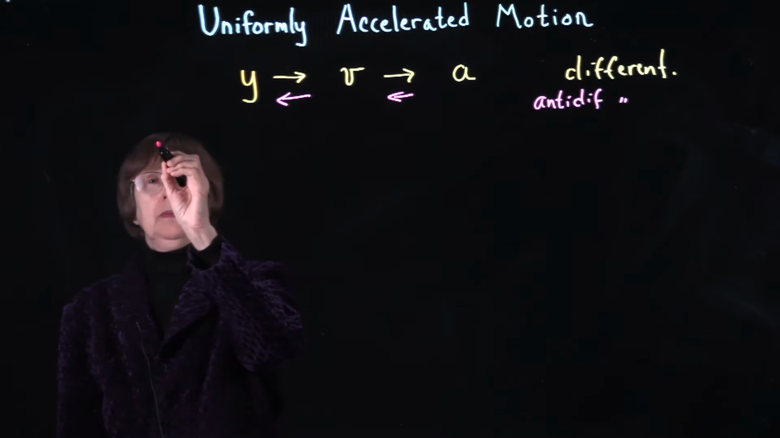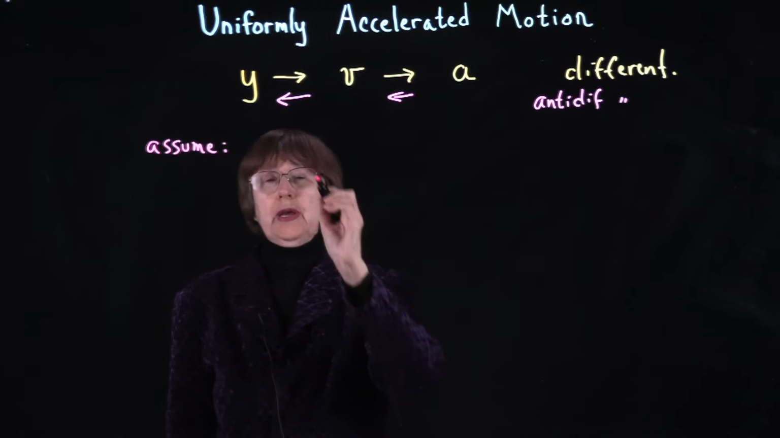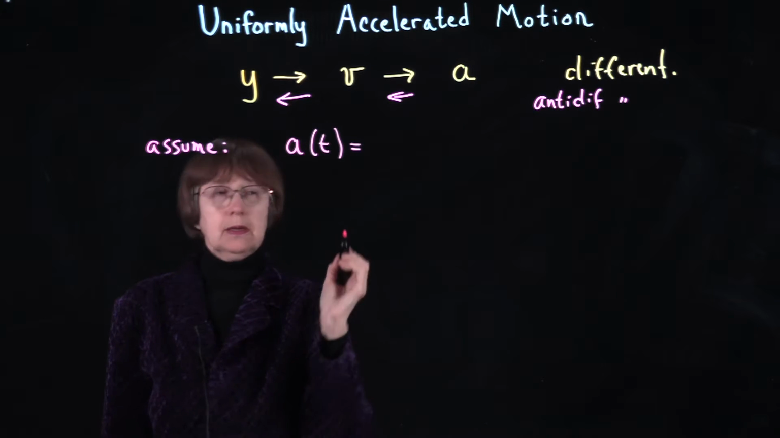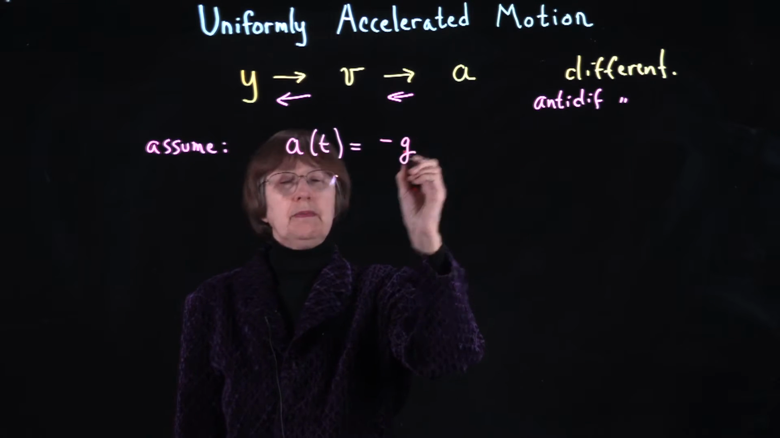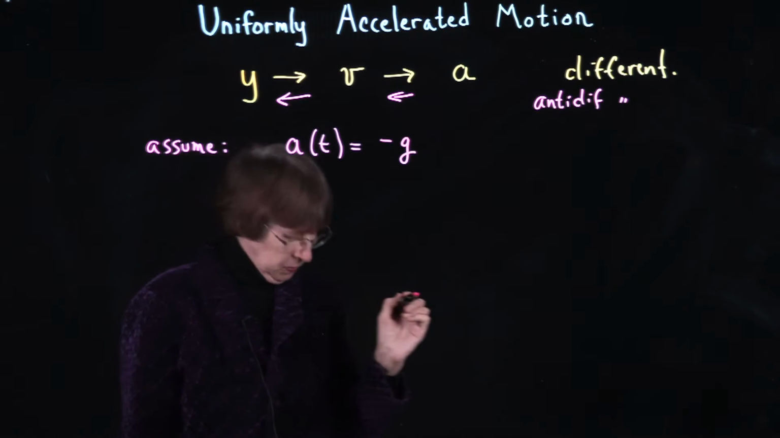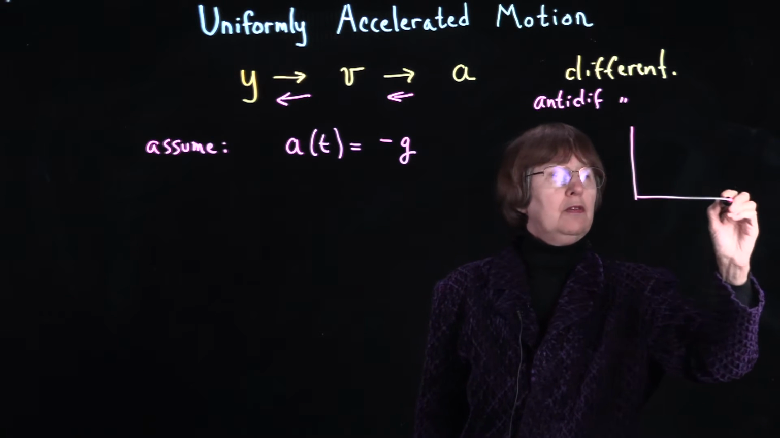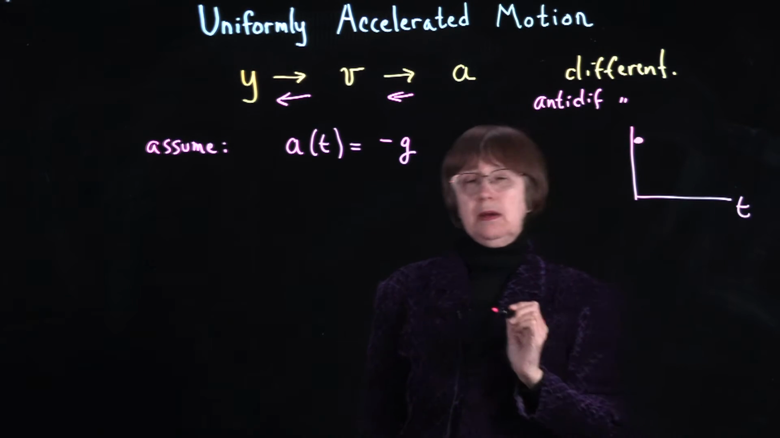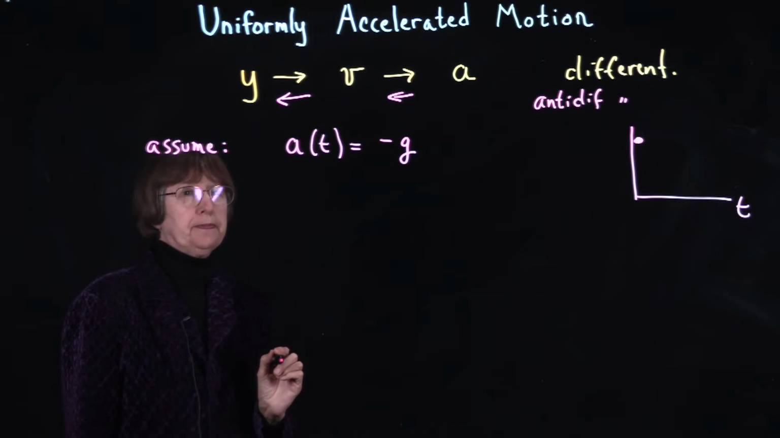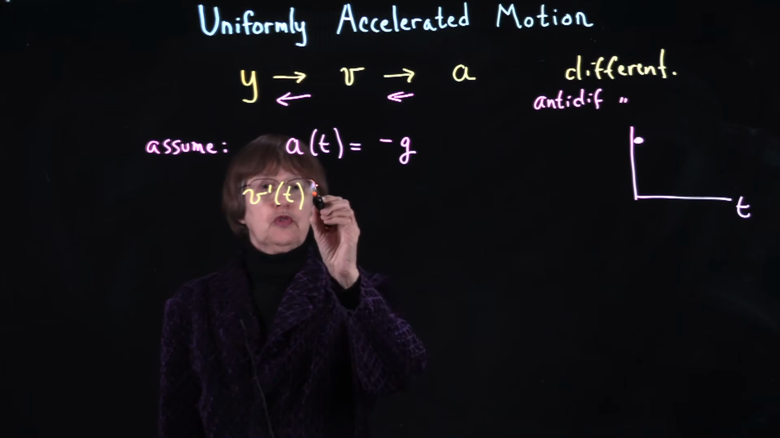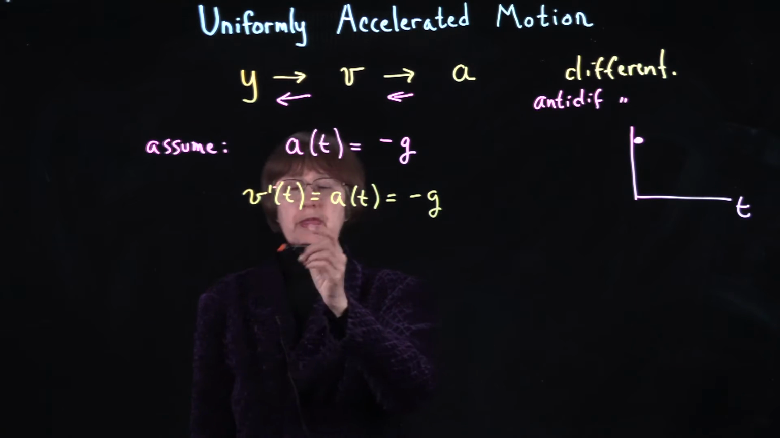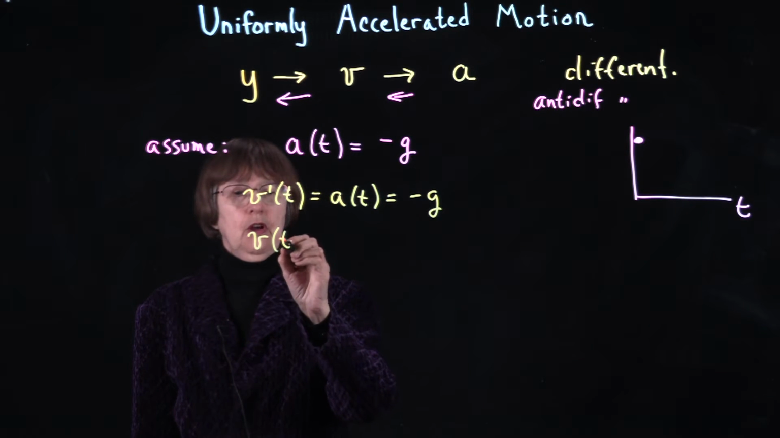So we're going to assume what's called uniformly accelerated motion, namely that the acceleration at any given time is constant, and in fact, we'll denote it as minus g, where g here stands for the acceleration due to gravity. In other words, we're going to be thinking of a ball that's falling under the force of gravity and accelerating at that uniform rate. The derivative of the velocity, which recall is the same as the acceleration, is equal to minus g. From that, we can deduce something about the velocity itself.